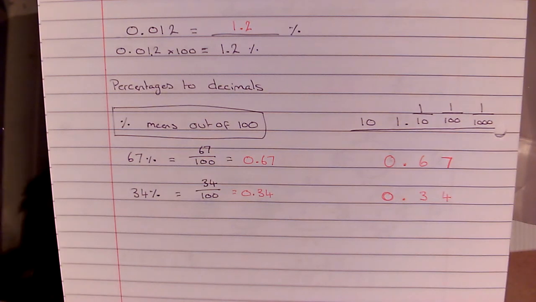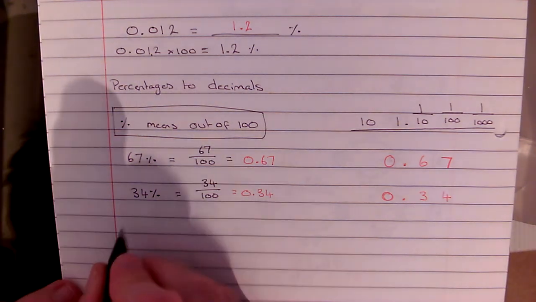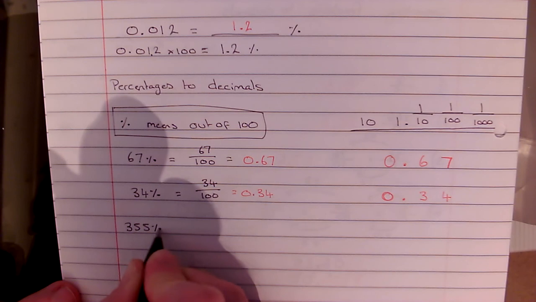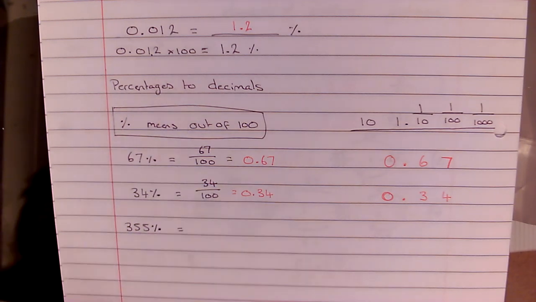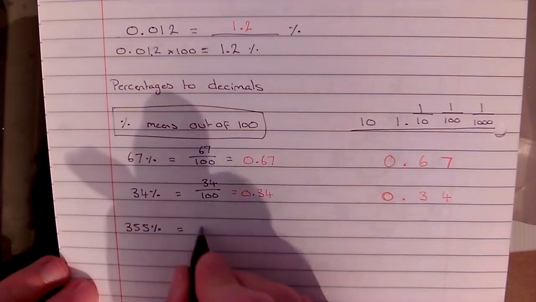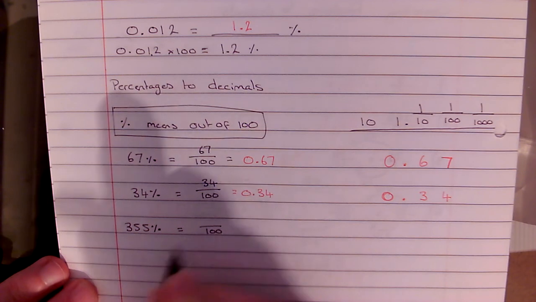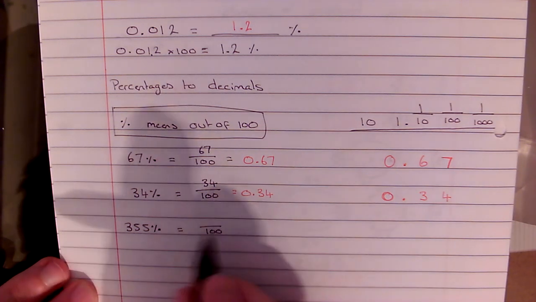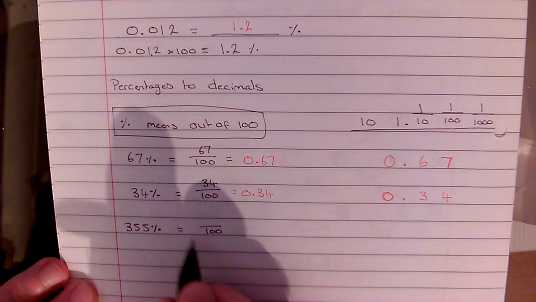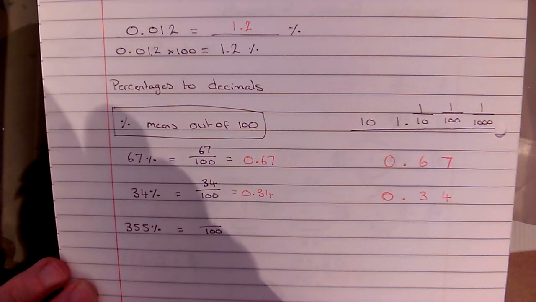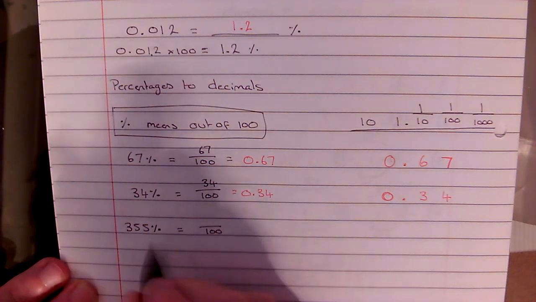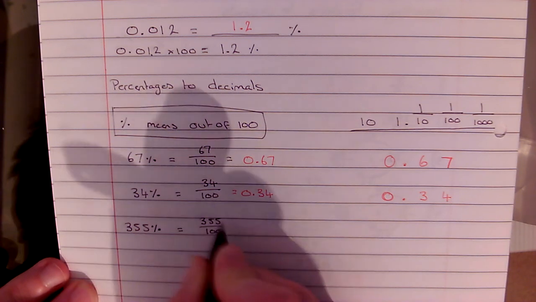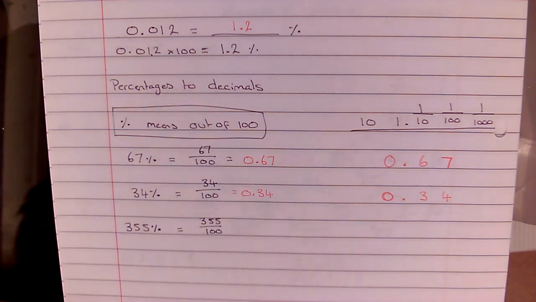Alright. Now, let's try 355%. Again, write it as a fraction out of 100. Yes, it's a bigger number. Yes, it's more than 100%. But we're still using this out of 100 every single time. So, write the number that you see, 355 out of 100.